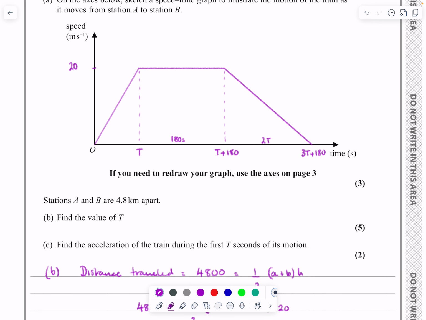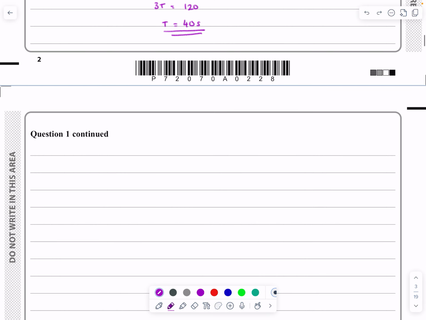And then the second part, sorry, part C is saying, find the acceleration of the train during the first t seconds of the motion. We want to find the acceleration at that point. And again, you should all know the acceleration is simply the gradient of the speed time graph. So let's tell the examiner what I'm about to do. Part C. Acceleration equals gradient of graph.